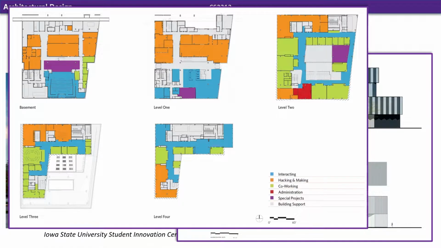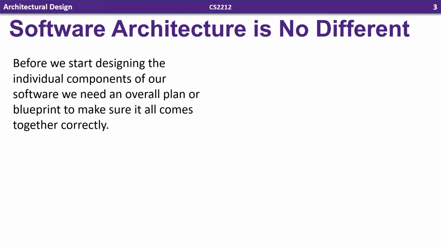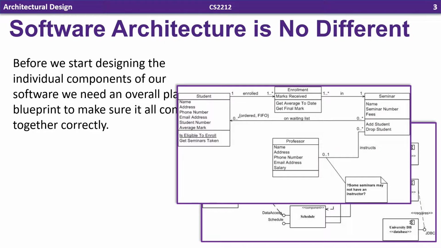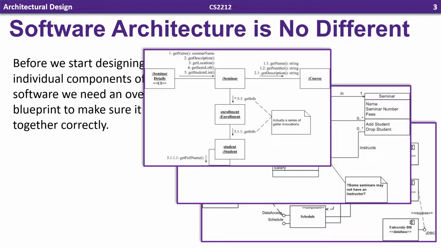Architectural work products are representations such as floor plans, 3D models, and so on to document these features of a building. Well, software architecture is no different. Before we start designing the individual components of our software, we need an overall plan or blueprint to make sure it all comes together correctly. We need to document what components we'll have and how they'll interact without necessarily going into implementation level details about these components. Instead of blueprints and 3D models, we use tools such as component diagrams, class diagrams, and communication diagrams to document our work and plan the architecture of our system.